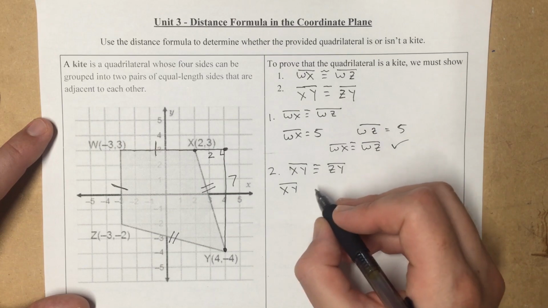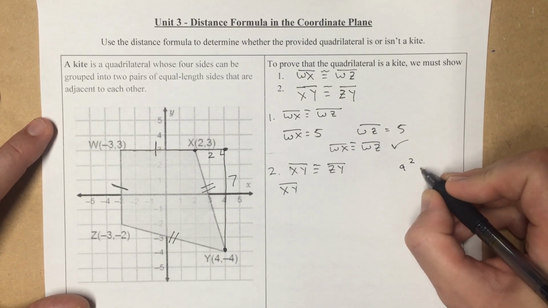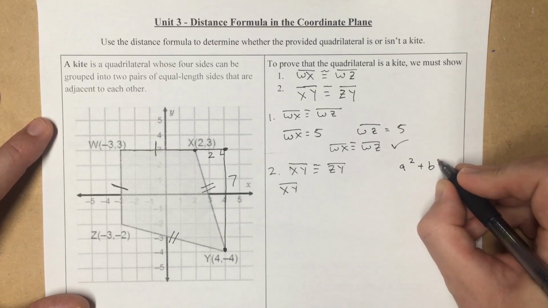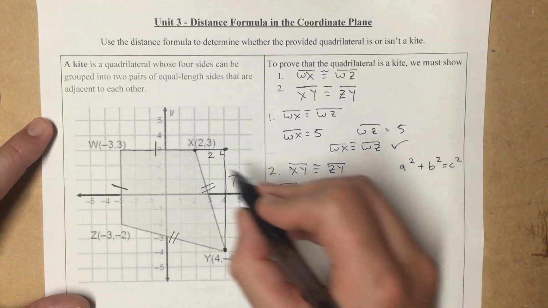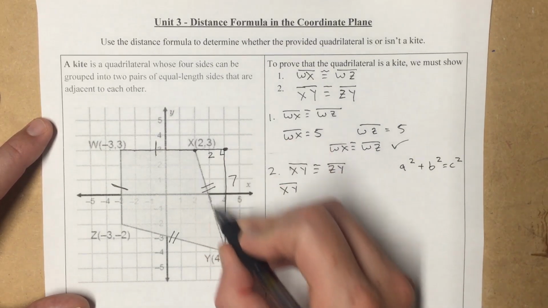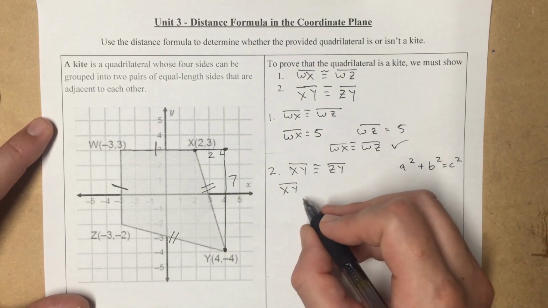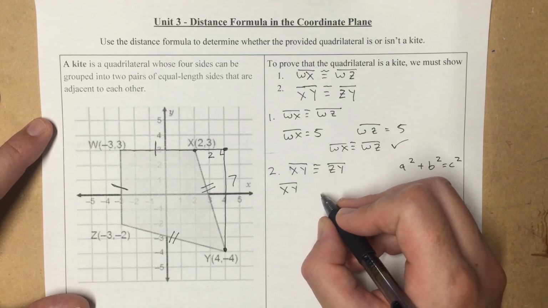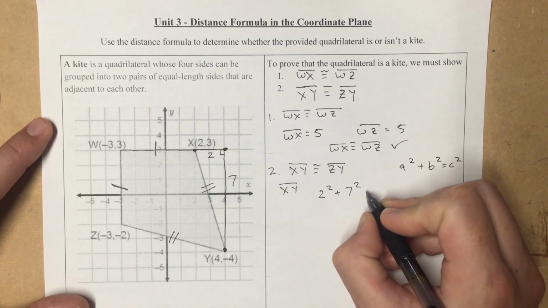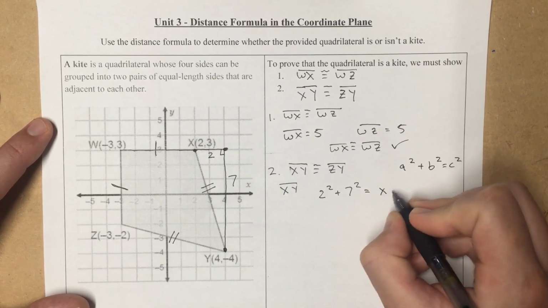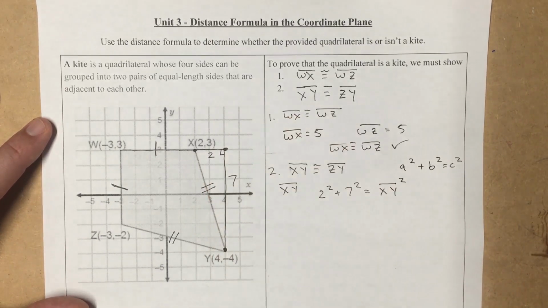Just to confirm, our Pythagorean theorem is a squared plus b squared equals c squared. In this case, we have our a and our b, and we're trying to figure out what c is. XY is our hypotenuse. So I'm going to rewrite this as 2 squared plus 7 squared, equal to XY squared, because that is our distance, XY.